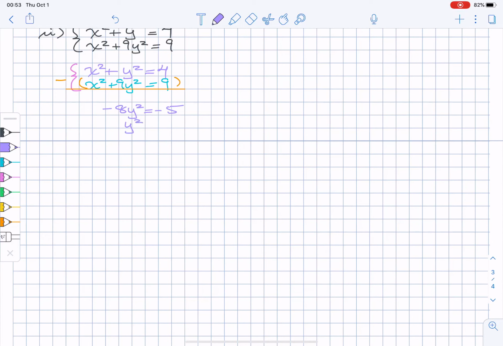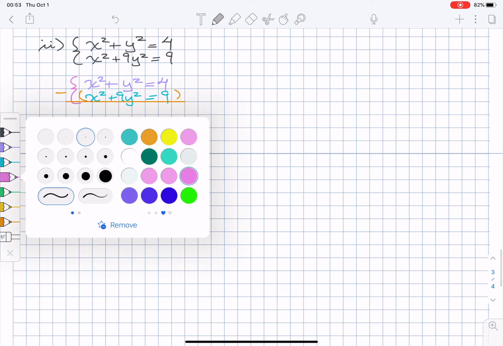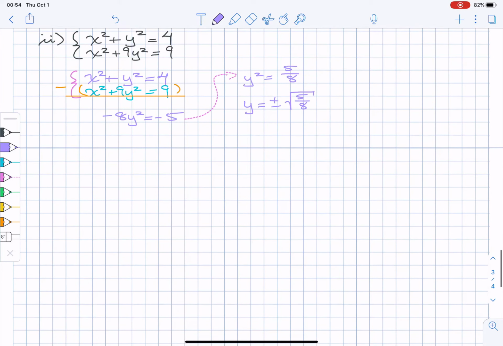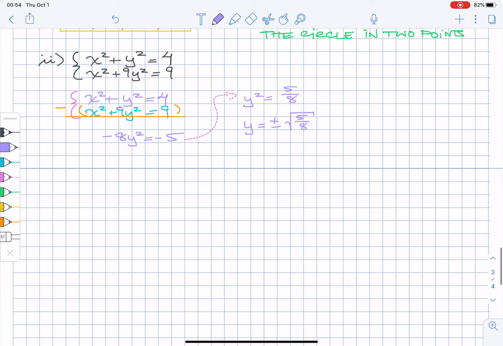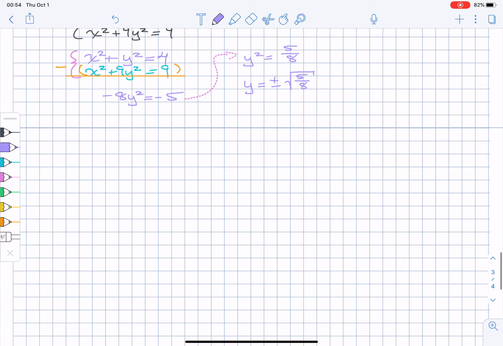which means that y squared, for the time being, I guess I'll stay up here. So this means that y squared is 5 over 8, which means that y is plus or minus root 5 over 8. And I'll just leave that unrationalized. Okay, so we can plug back in, or we can use elimination again. So I'm going to use elimination again.